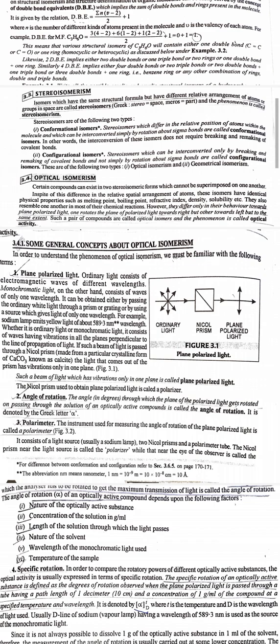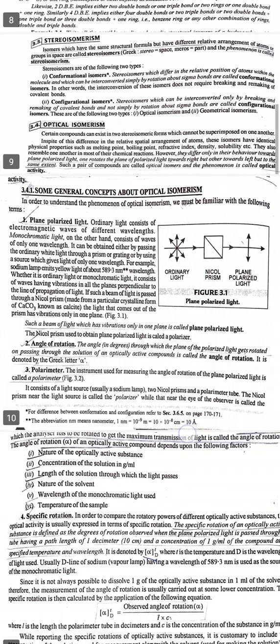However, they differ only in their behavior towards plane polarized light. One rotates the plane of polarized light toward the right but the other toward the left, but to the same extent. Such a pair of compounds are called optical isomers, and the phenomenon is called optical activity. Some general concepts about optical isomerism.